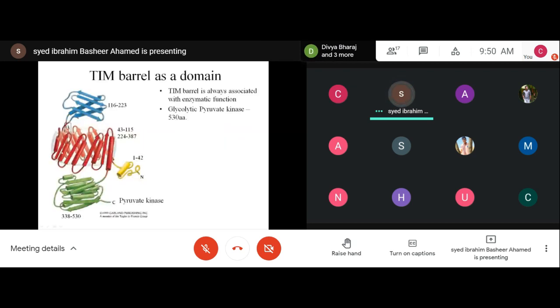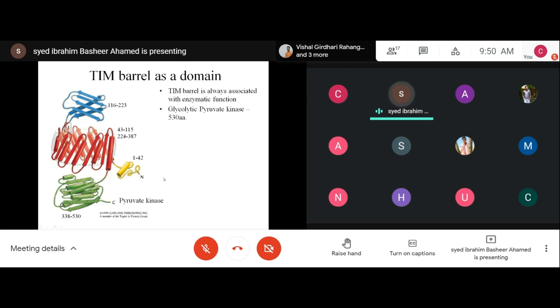So here, this fold, as I told you, is a TIM barrel. Here you can note that one loop region is completely making a long, separate domain. This kind of structure is available in many TIM barrel proteins. TIM barrel is generally associated with enzymatic function.